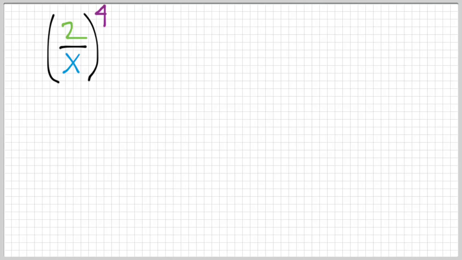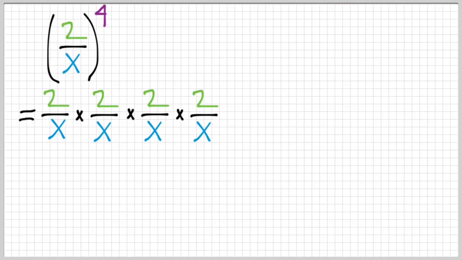5. And here's our scenario for index law number 5. We have a fraction this time. Things being divided, 2 divided by x, in brackets, raised to a power. So you can probably guess what's going to happen here based on what happened a minute ago. When we raise something to the 4th, we've got that thing multiplied 4 times. So 2 over x times 2 over x times 2 over x times 2 over x.